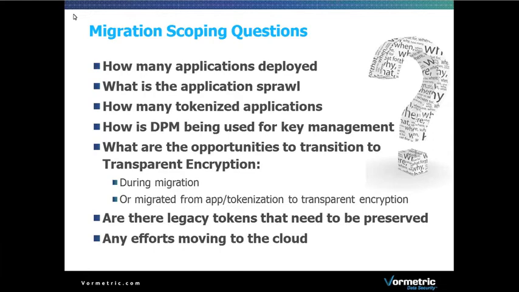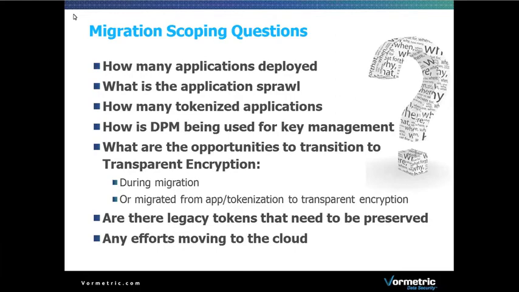You'll also want to understand what is the application sprawl. So how many applications are all writing to the same database? That's important from the enterprise architecture standpoint, just to ensure that when we're doing the migration, we plan accordingly so that you're able to do a very successful migration from their encrypted data to Vormetric encrypted data, or vice versa on the tokenization side.